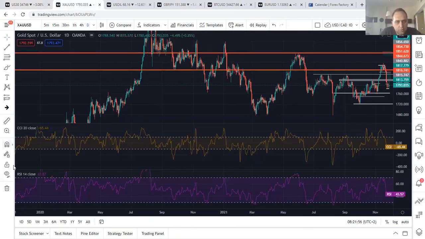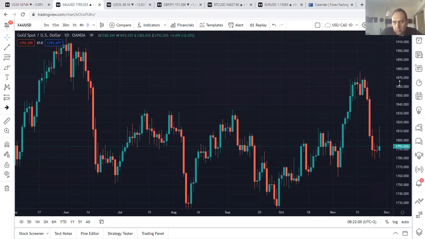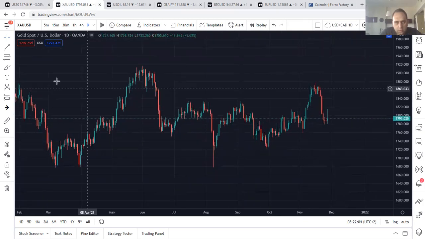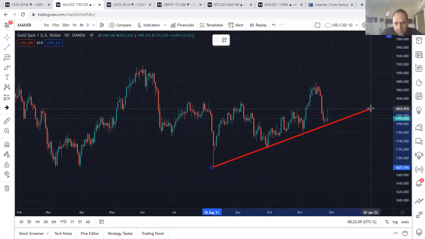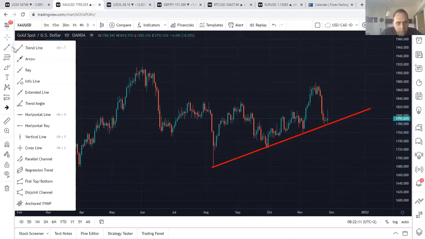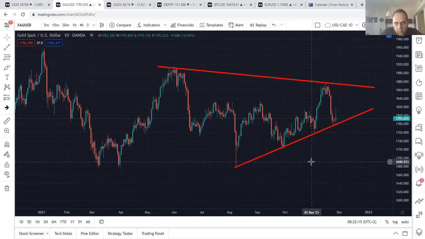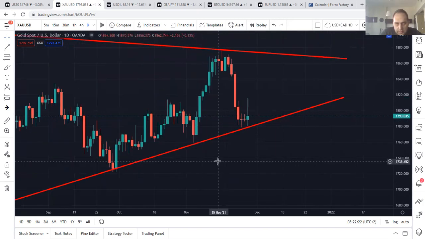Regarding gold, let's see, gold, also gold, trying to move down. Let's see gold. Gold on a daily basis. Breaking its support level.